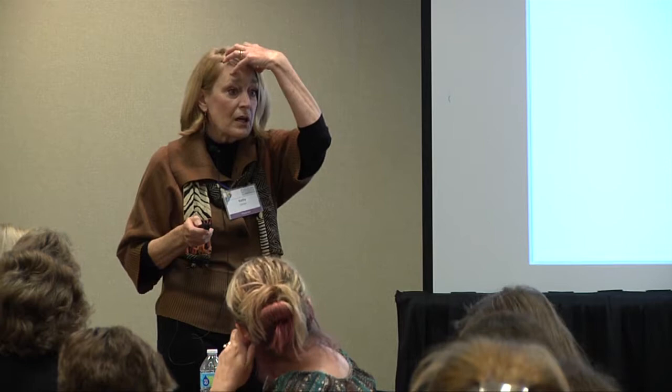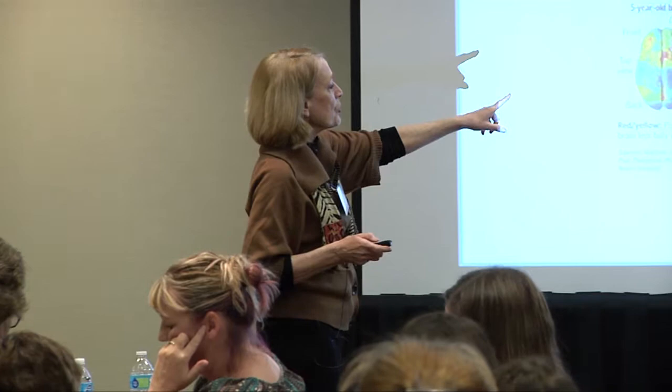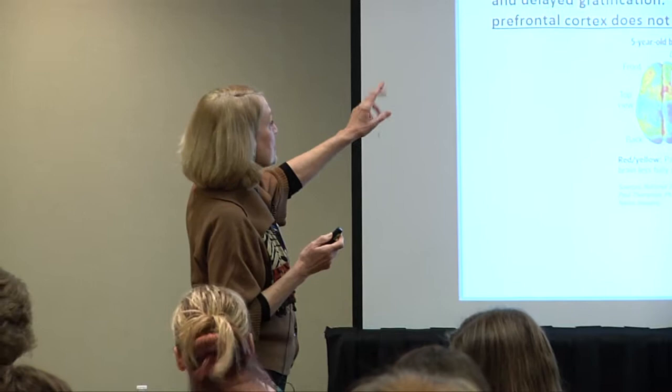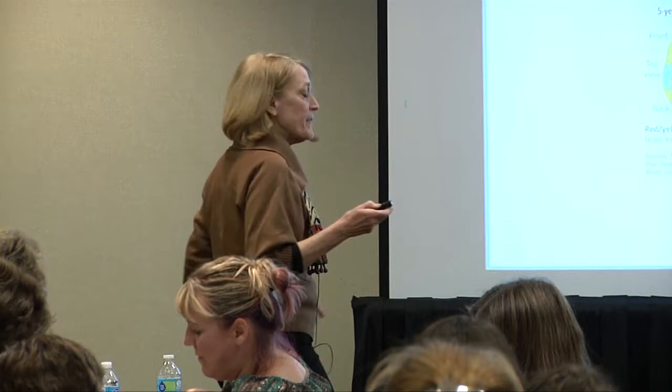Okay, let's look at the prefrontal cortex. That's this right here. It's sort of the CEO of executive function. These are pictures of brain maturation, especially of this part of the brain. The front prefrontal cortex doesn't fully mature until around age 19, and later for boys. So what does that control? It controls judgment, prioritizing, and delayed gratification. Okay, there are just some differences there.